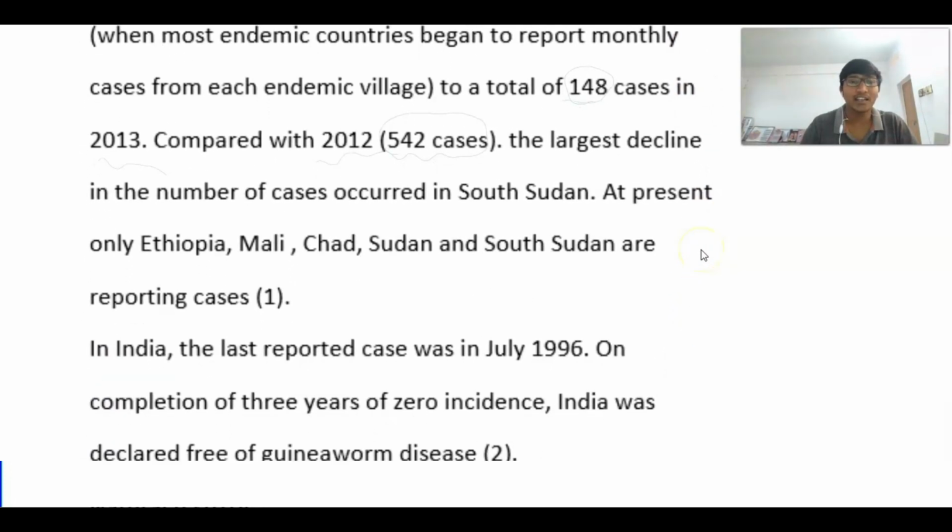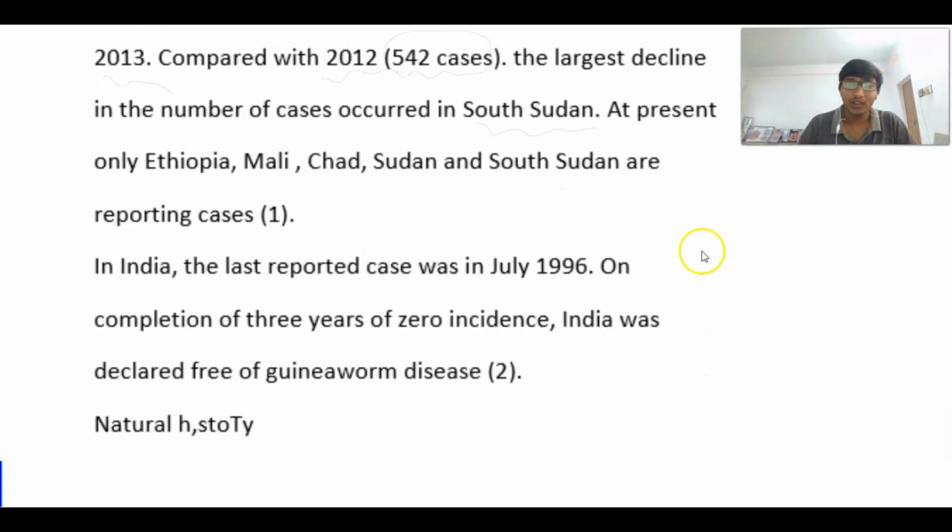The largest decline in the number of cases occurred in South Sudan, and at present only Ethiopia, Mali, Chad, Sudan and South Sudan are the countries reporting these cases.